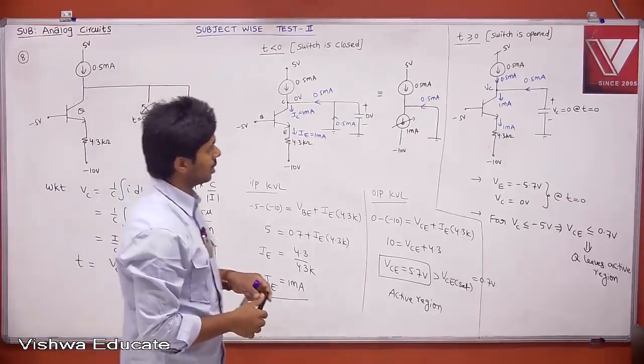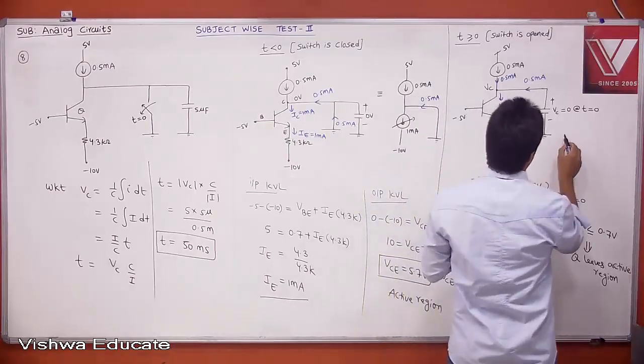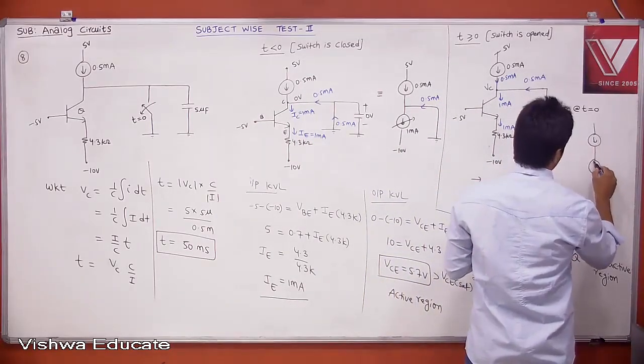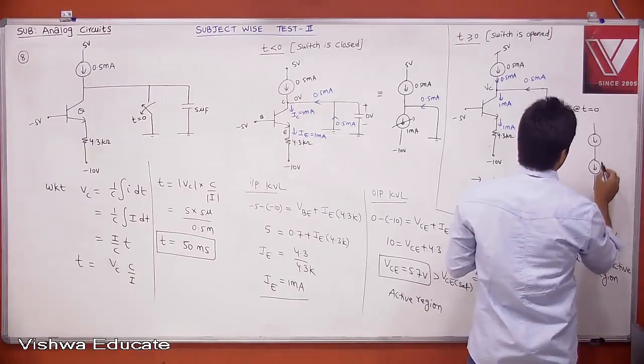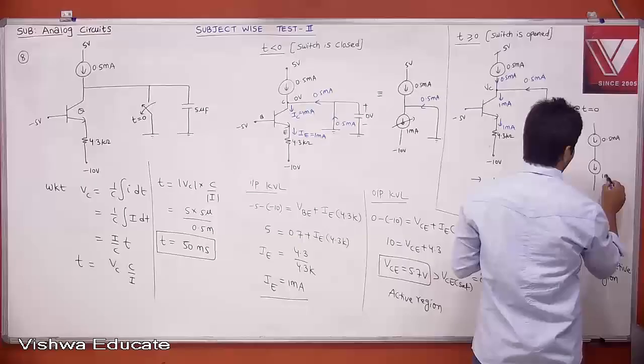Okay, that is the problem. Therefore, this is also a current source. Indirectly, I can represent it like this. This is a current source. This is a current source. Now, this is asking 0.5 milliampere. This is asking 1 milliampere.